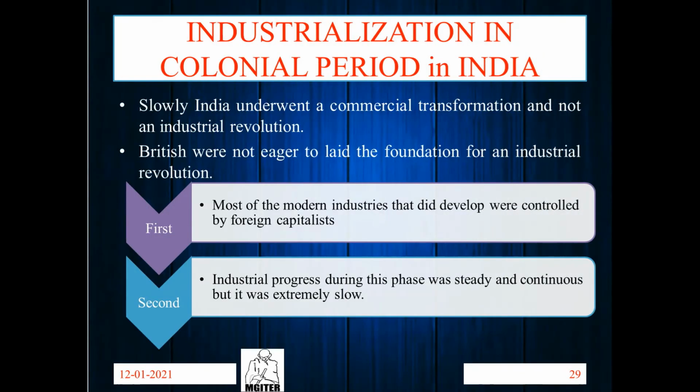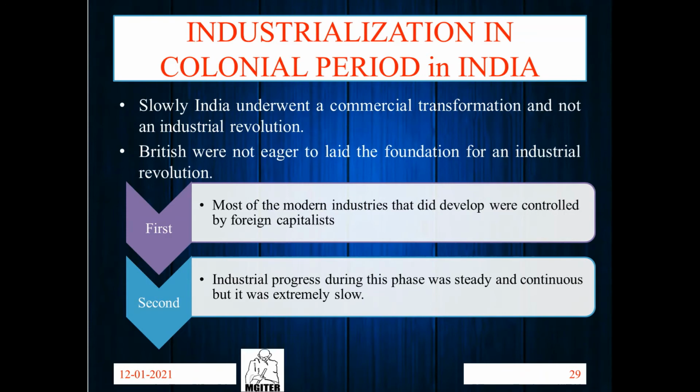India underwent a commercial transformation and not an industrial revolution. The Britishers were not eager to lay the foundation for an industrial revolution. They did not want an industrial revolution to come to India. Right? So there are two conditions.